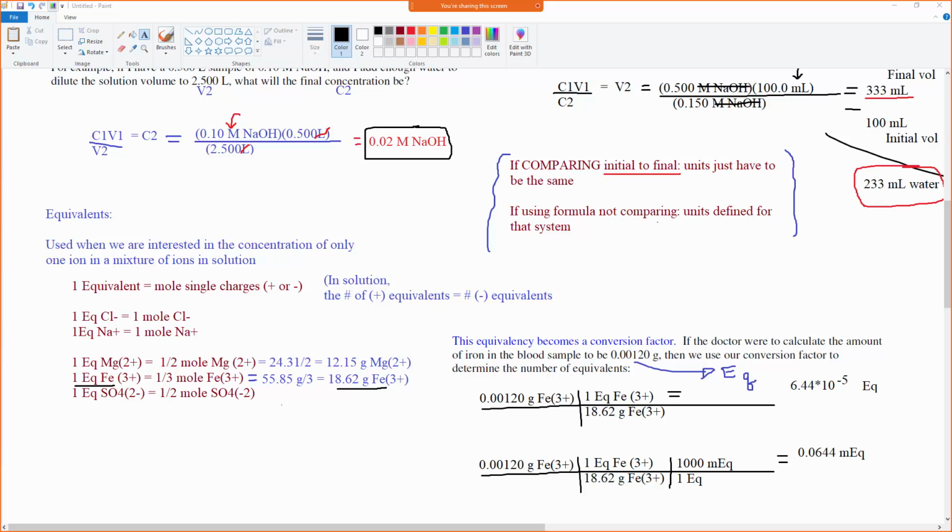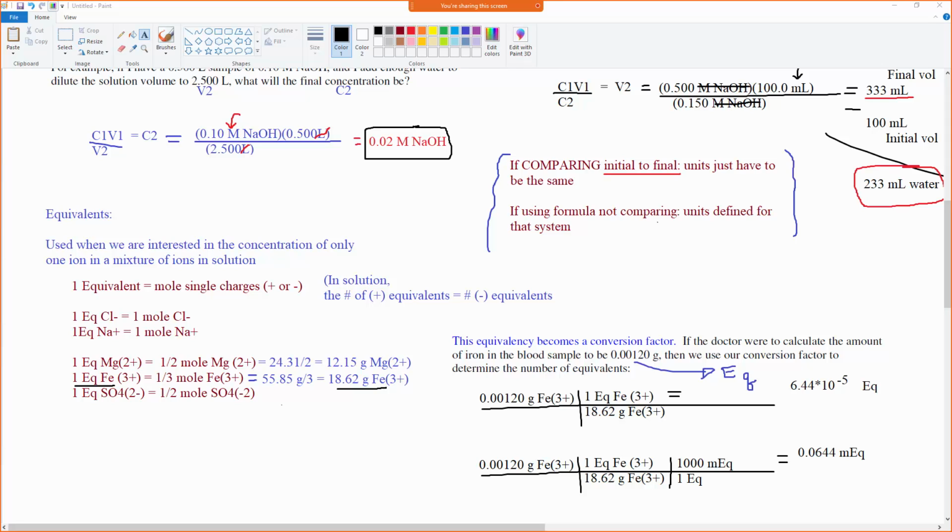All right, now of course, we aren't doing concentration yet. We're just referring to amount. And so to make this concentration, we need amount of solute. Hey, we just did that. Divided by amount of solution. So to express equivalence in concentration, you're going to divide by the volume of solution tested.